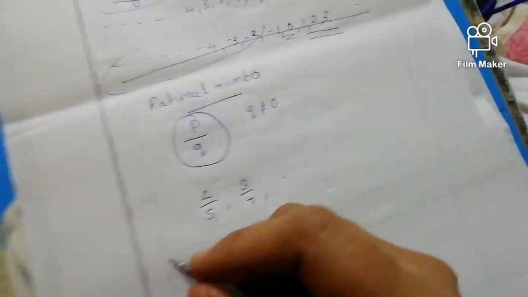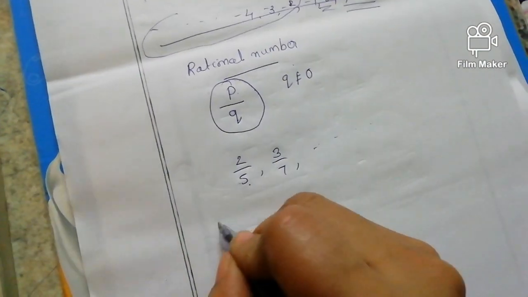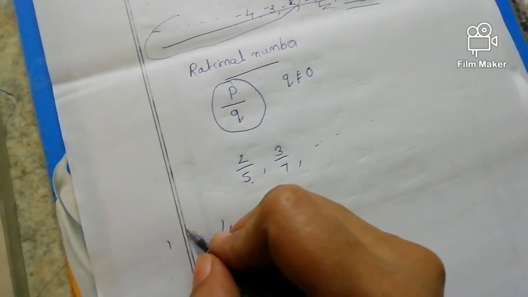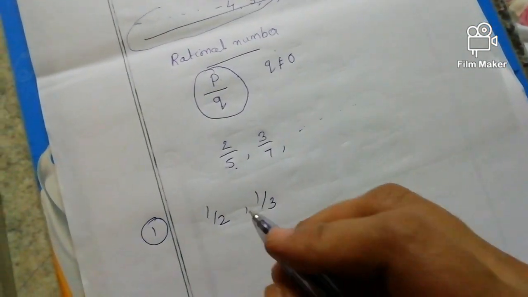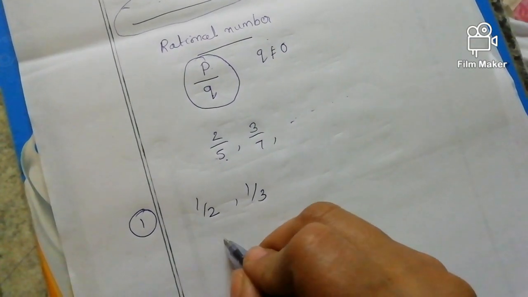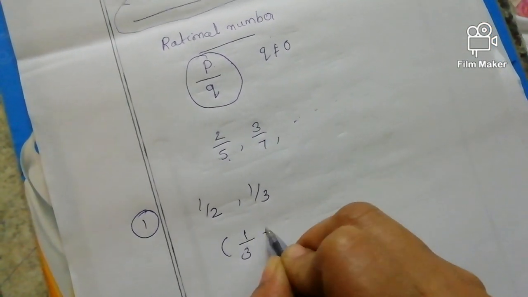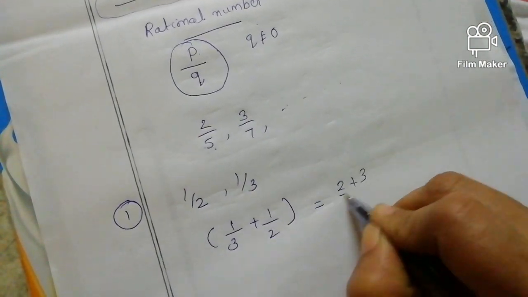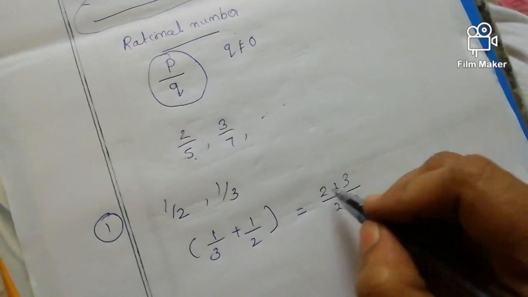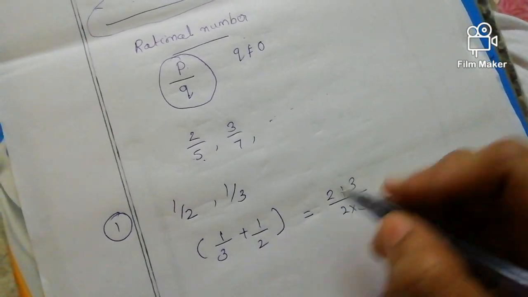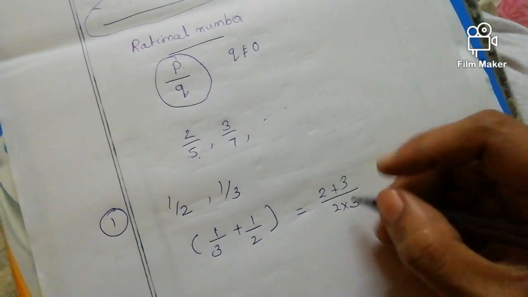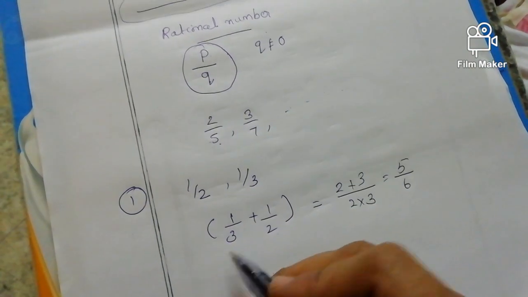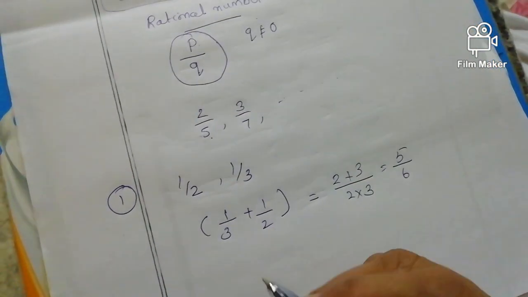Our first problem is: find a fraction between 1 by 2 and 1 by 3. In this question, we first find 1 by 3 plus 1 by 2. 1 by 3 plus 1 by 2 is 2 plus 3 divided by 2 into 3. The numerator becomes 2 plus 3, by cross multiplication, 2 plus 3 divided by 2 into 3, which is 5 by 6.